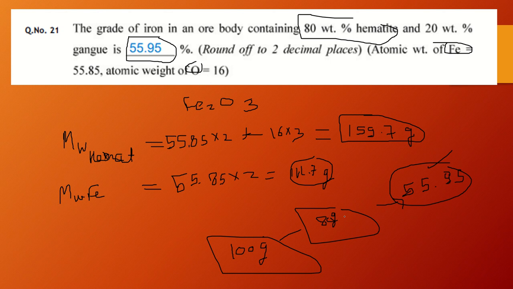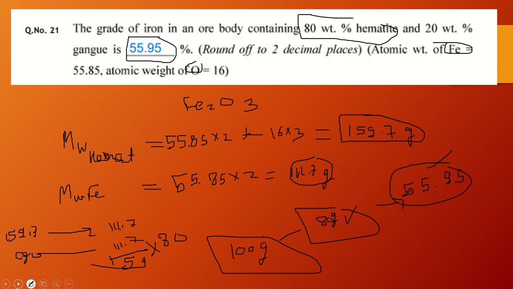You can calculate this from a general mathematical calculation: 159.7 gram of hematite has 111.7 gram of iron. Then 1 gram of hematite will have 111.7 divided by 159.7, and 80 gram of hematite will have that into 80. So this is the general mathematical way you can calculate it. Let us see another question.